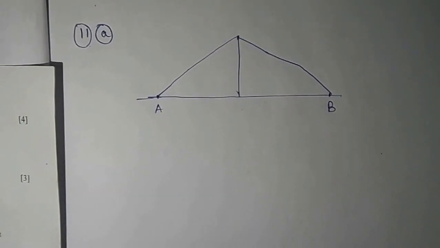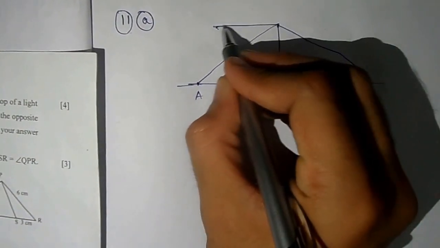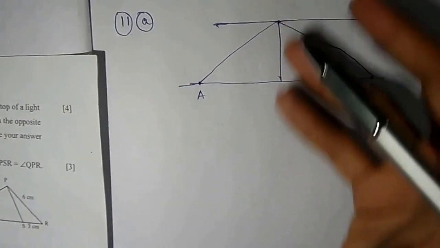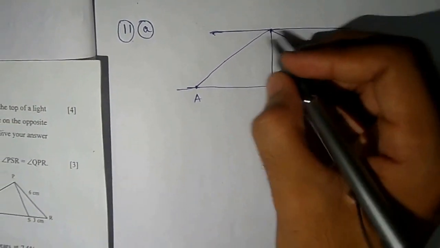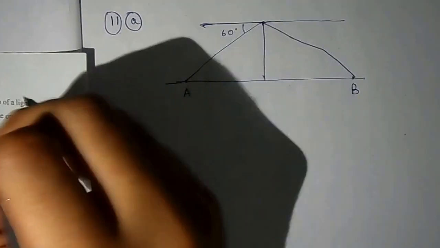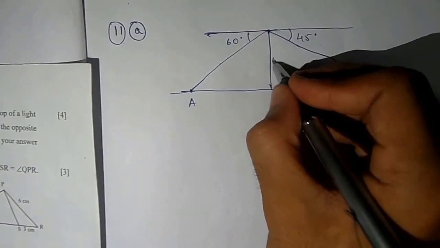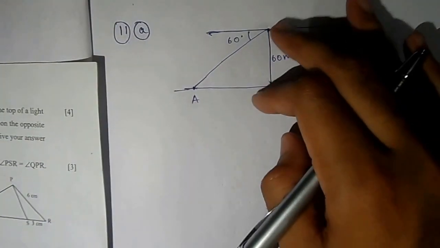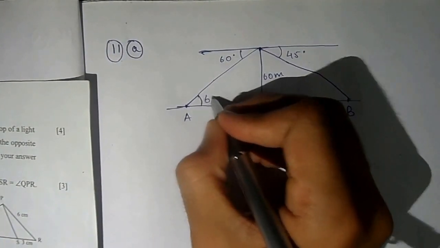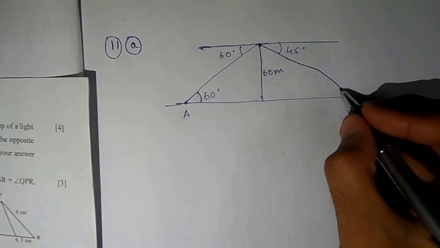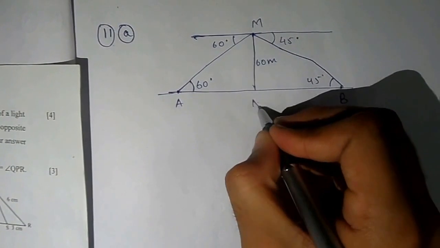Now we have been given the angle of depressions. So angle of depression has to be made by drawing a parallel line from the surface and getting an angle over here. So with A we have 60° and with B we have 45°. Okay, and this is 60-meter high. So now these two are parallel lines. So this angle will equal this angle 60°, and this angle will equal this angle 45°. Now we have A and B. Let's name it M and N.